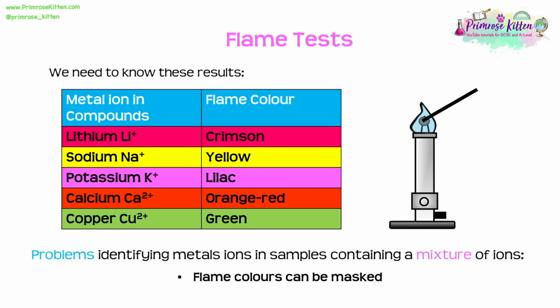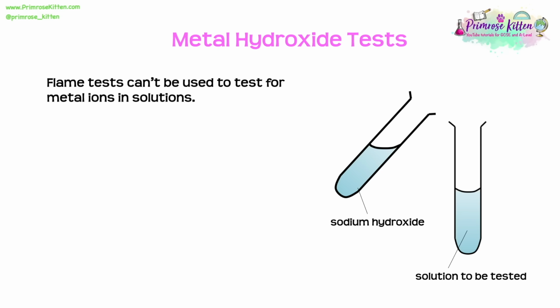Imagine if we had an orange-red calcium ion as well as a crimson lithium ion. The orange-red and the crimson are going to hide each other, and we won't necessarily be able to identify them both. So we need to know that that's one of the main problems that can arise during a flame test.